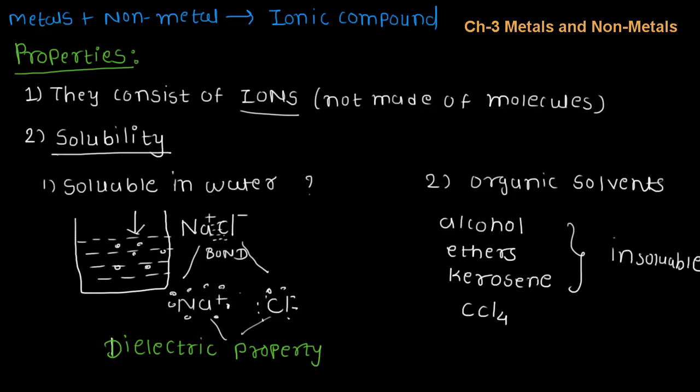Like benzene is also an organic solvent in which they are insoluble. So, these are the two properties for ionic compound or electrovalent compound. First one is they consist of ions, not of molecules, and we have checked solubility in water and organic solvents. They are soluble in water and insoluble in organic solvents.